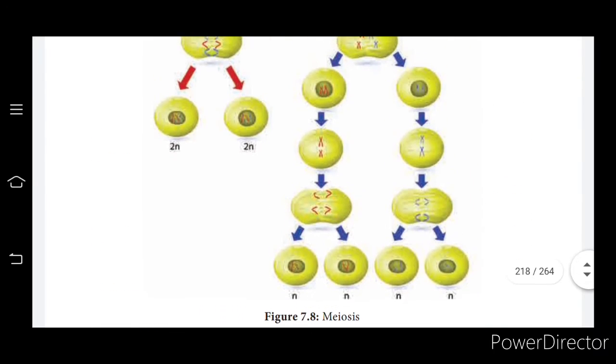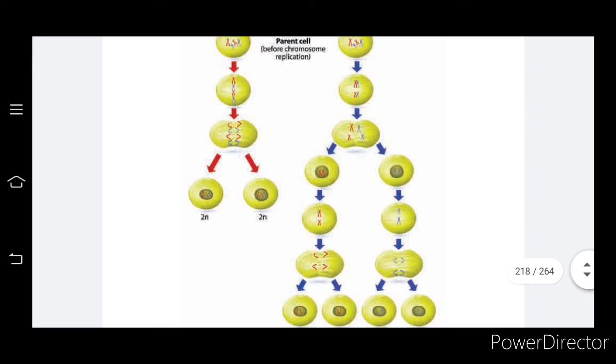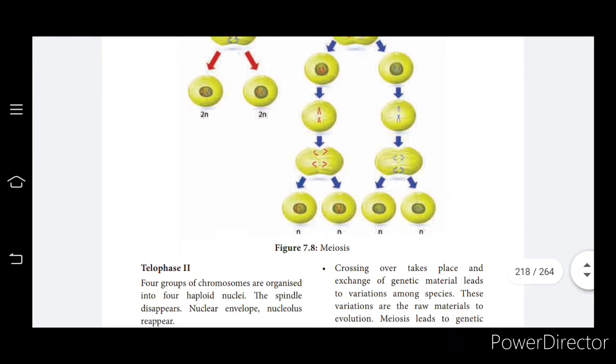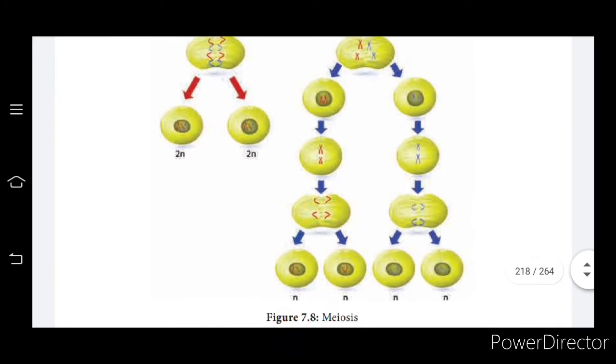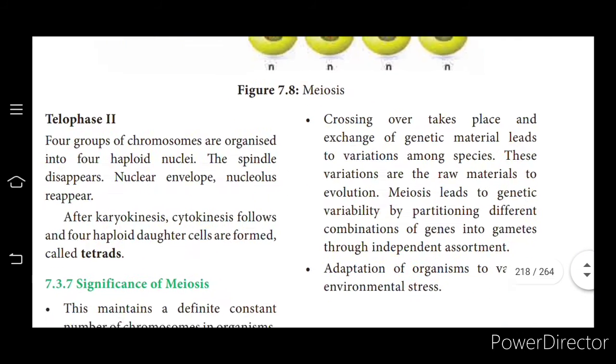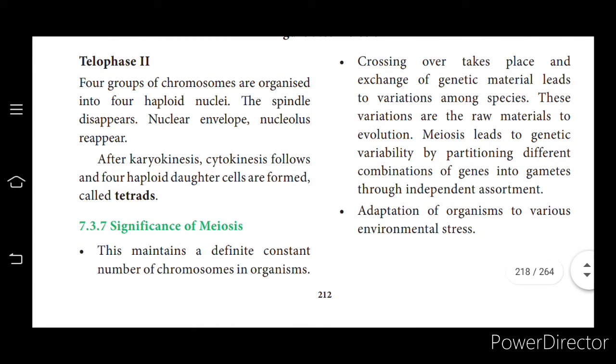So this tells you about the difference between mitosis and meiosis. Meiosis is a lengthier process, and haploid cells are formed. See here, in mitosis 2n will be formed, here n will be formed. In the telophase, four groups of chromosomes are organized into haploid nuclei. After karyokinesis, cytokinesis occurs so that four haploid daughter cells are formed. They are called tetrads.